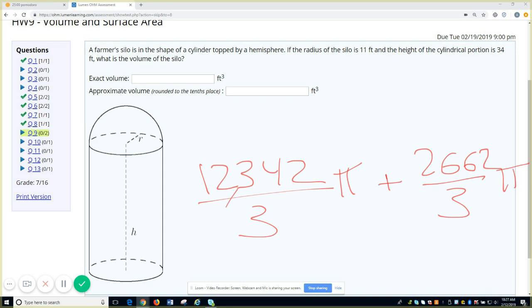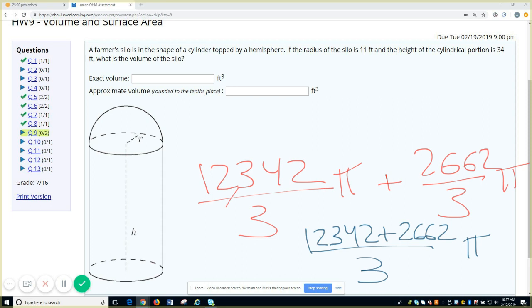All right, now I'm able to perform the operation of adding two fractions together. Remember the rule for that is we just add the numerators over the same denominator. 12,342 plus 2,662. All right, so I got 15,004 over 3 pi.